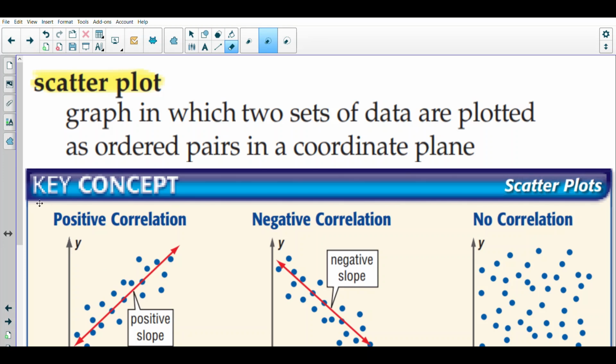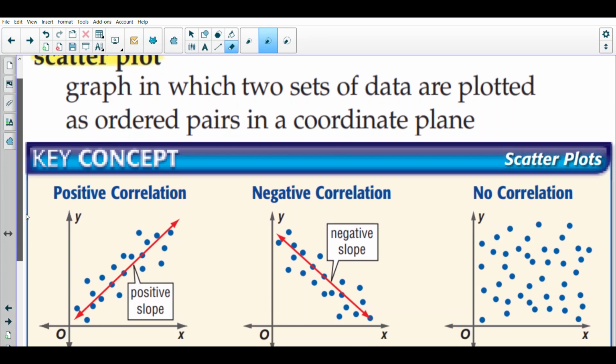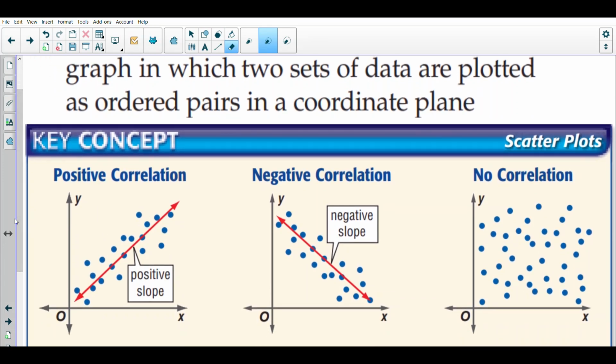You can have a bunch of different types of scatter plots. If you have a positive correlation, you can see a positive slope line formed through the points. A negative correlation will have a line formed through them in a negative fashion. And if there's no correlation, you can't really tell how the coordinates are set, so there's literally no way to tell which way the line would go through them. So that's what we're going to be looking at today.